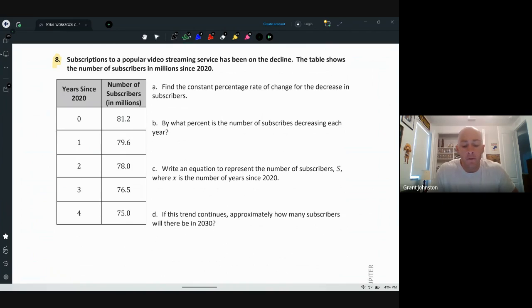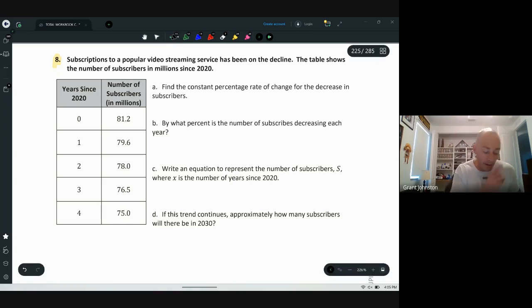So subscriptions to a popular video streaming service have been on the decline. The table shows the number of subscribers in millions since 2020. A says find the constant percent rate of change for the decrease in subscribers. Okay. So if you're looking at a table and you're trying to figure out what the percentage increase or decrease is, you can't tell by just looking at it. It's not linear. So how we can do this is use division if we're trying to find that percentage.